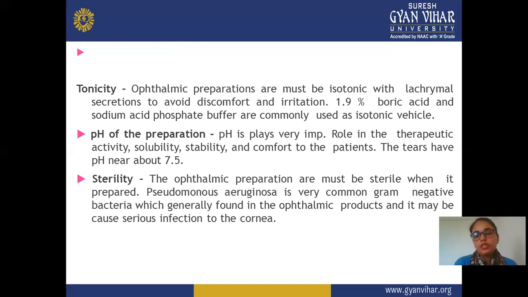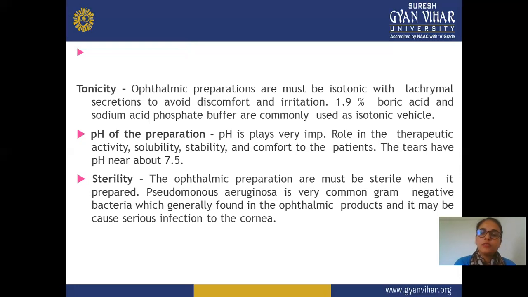Next is pH. pH adjustment is mainly required according to your eye pH or tear pH, so that it can show a good effect and be compatible with your eye. In this, pH plays a very important role in therapeutic activity, solubility, stability, and comfort to the patient. Means apart from pH, you should maintain the proper activity, solubility, as well as stability and comfort of that particular formulation for that particular patient. And next, tear has a pH of about 7.5, means almost neutral pH. So you should prepare a formulation at neutral condition, or one that is compatible with your eye pH.